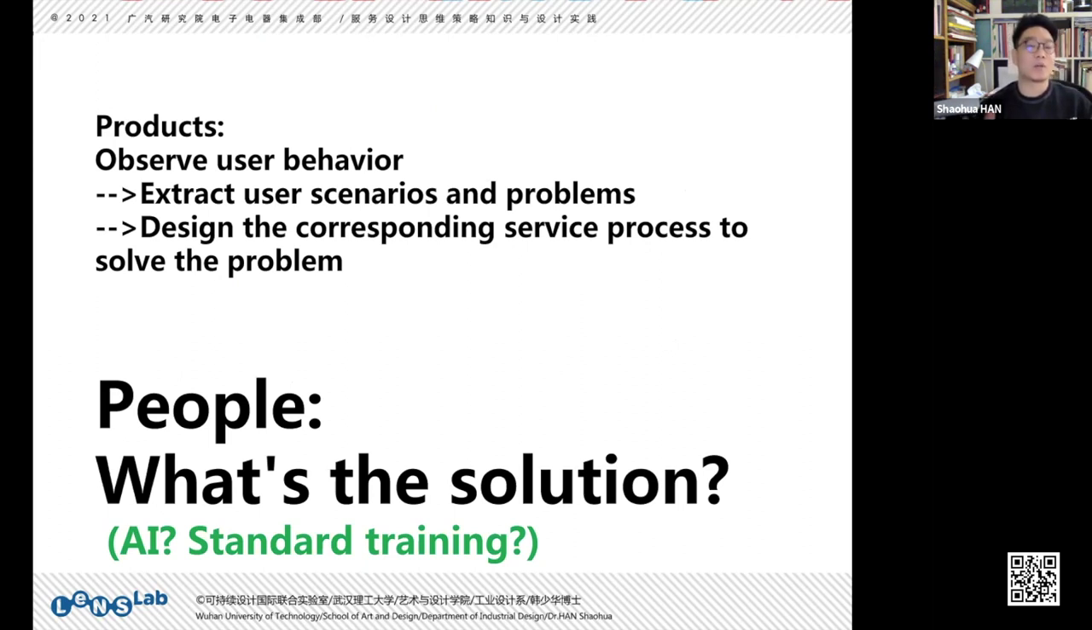Definitely, you are the best students, design students in India, even the best technologists in India.